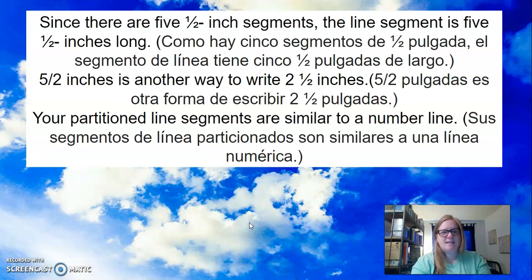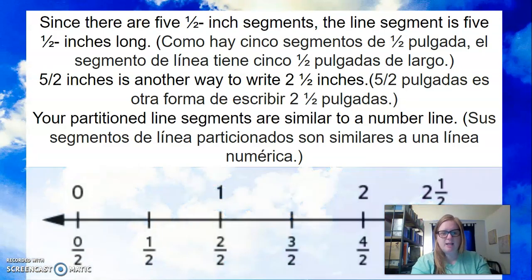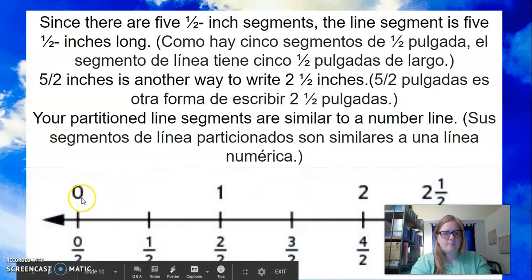Your partition line segments are similar to a number line, just like this, right? We have our 0 1/2, 1 1/2, 2 1/2, 3 1/2, 4 1/2, and 5 1/2, and it lands at the 2.5 mark on a ruler.